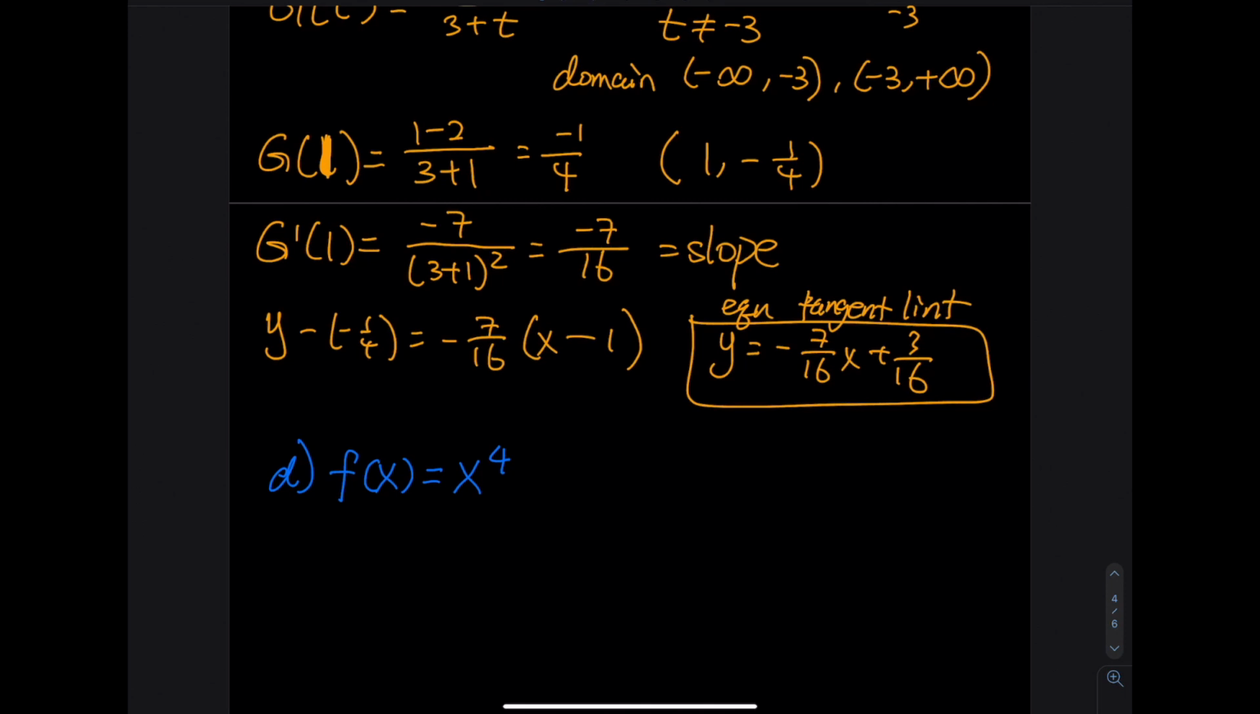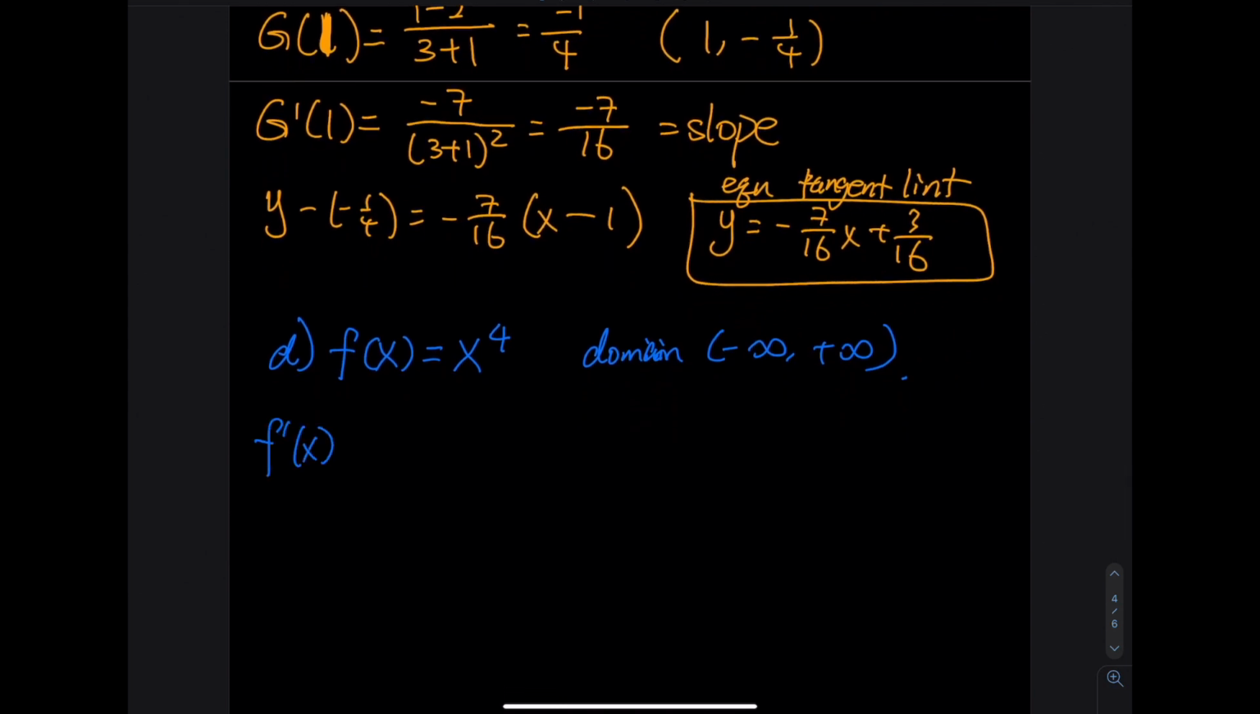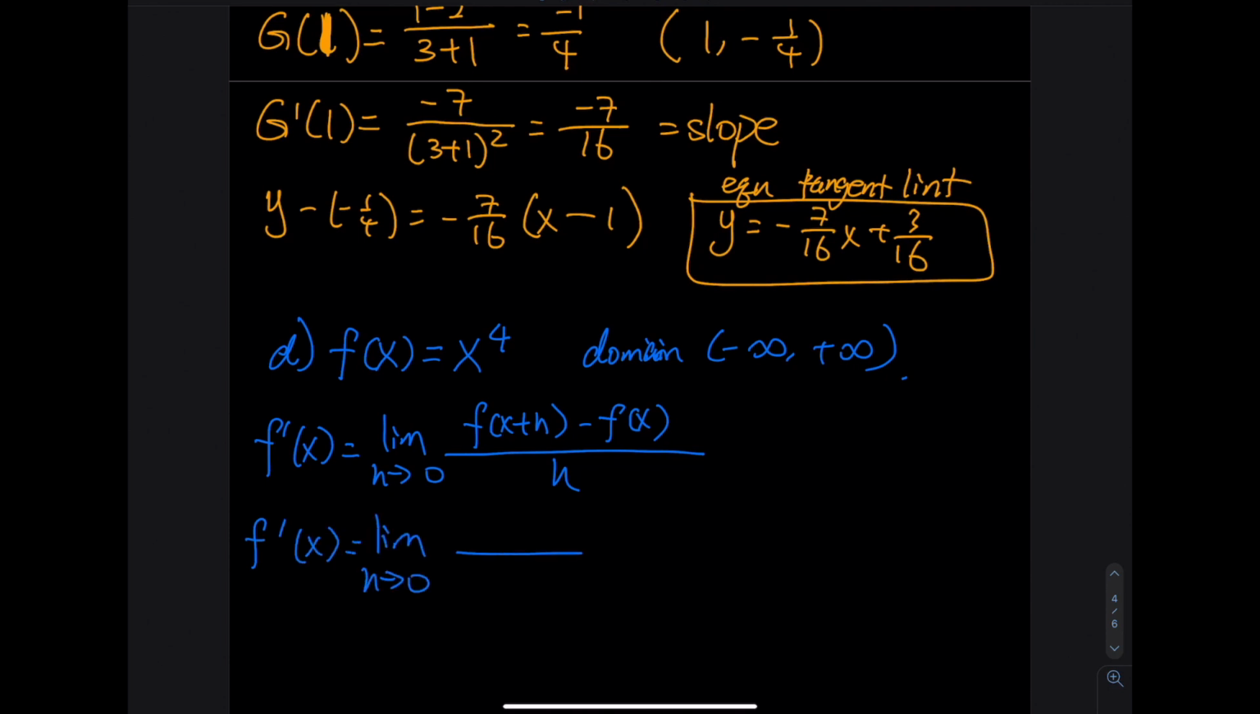So what is the domain of this? The domain is, you can plug in anything, right? So the domain is from -infinity to positive infinity. Let's do it. So we have f prime of x. We start with the limit definition of the derivative: f of x plus h minus f of x divided by h. And then you plug in the function: f prime of x is equal to the limit as h goes to 0 of x plus h to the fourth minus x to the fourth divided by h.